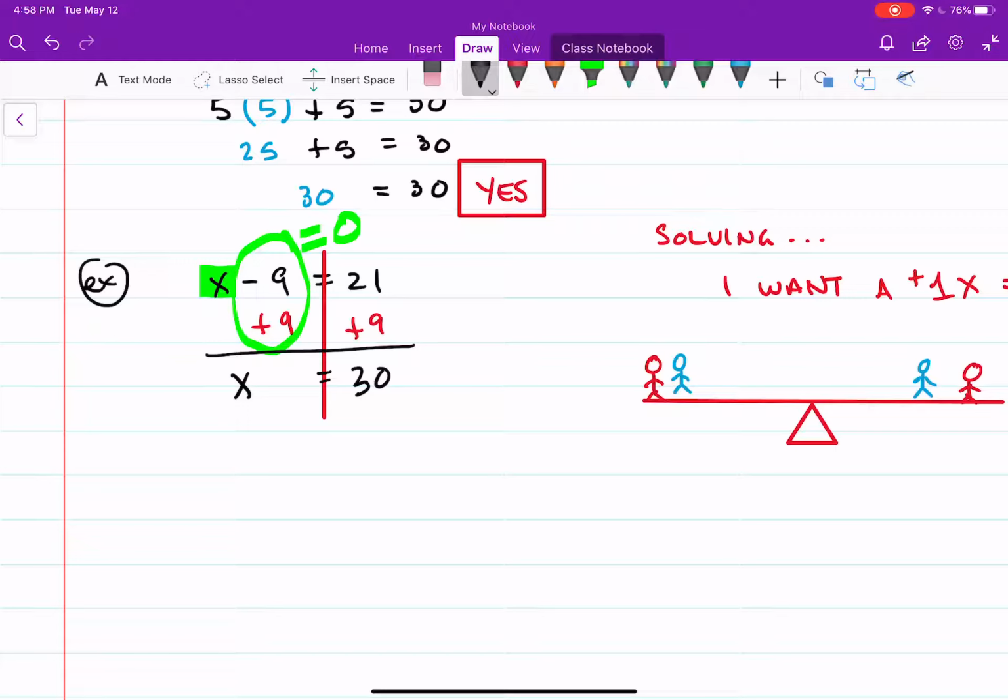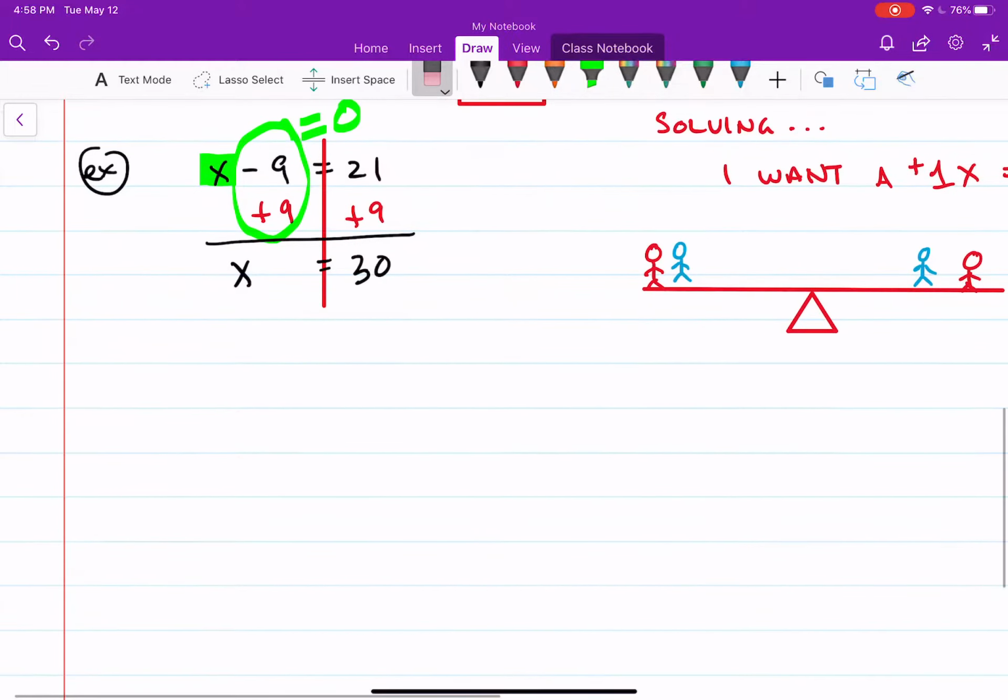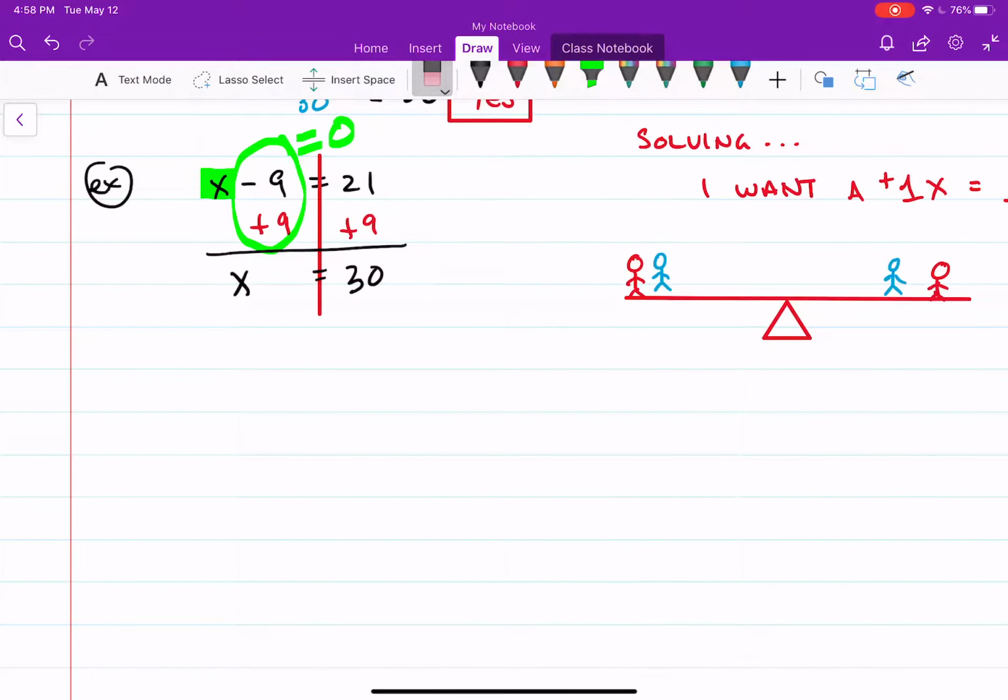So if we were to check it, if we brought back this x minus 9 equals 21, if x was 30, wouldn't 30 minus 9 equal 21? Yep. Okay. So you can always check your answer to see if it's right. Just plug it back in to see. Okay. All right. Let's take this away, not that away. Undo, undo. There we go. All right.